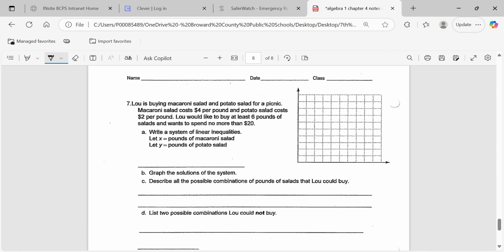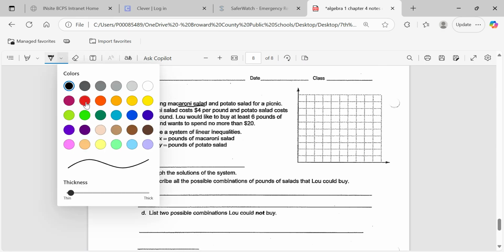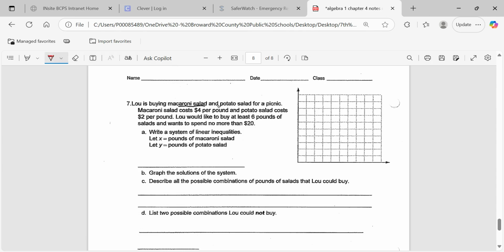Now remember, word problems give you specific limitations. So let's read. Lou is buying macaroni salad and potato salad for a picnic. Macaroni salad costs $4 per pound and potato salad costs $2 per pound. Lou would like to buy at least 6 pounds of salads and he wants to spend no more than $20.